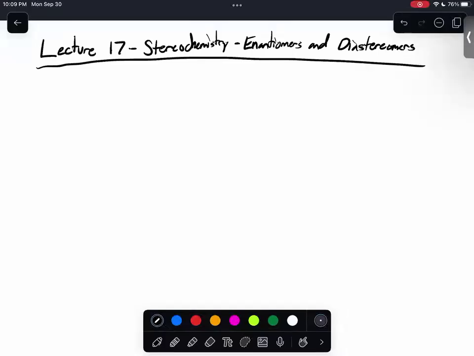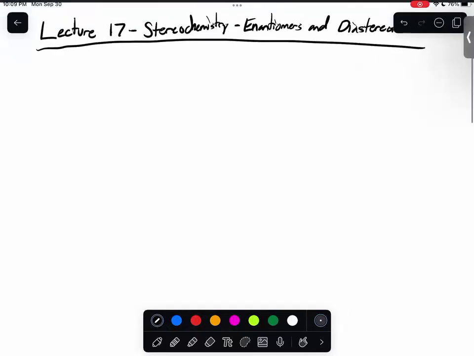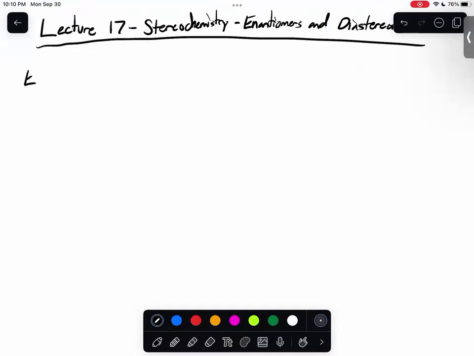Hello, everybody. Welcome back. Today, we're going to be talking about stereochemistry again, but we're going to be diving into enantiomers and diastereomers. These are two very important terms that we're going to be looking at to actually define how two things are related to one another. So the first one that we're going to define is: what is an enantiomer?